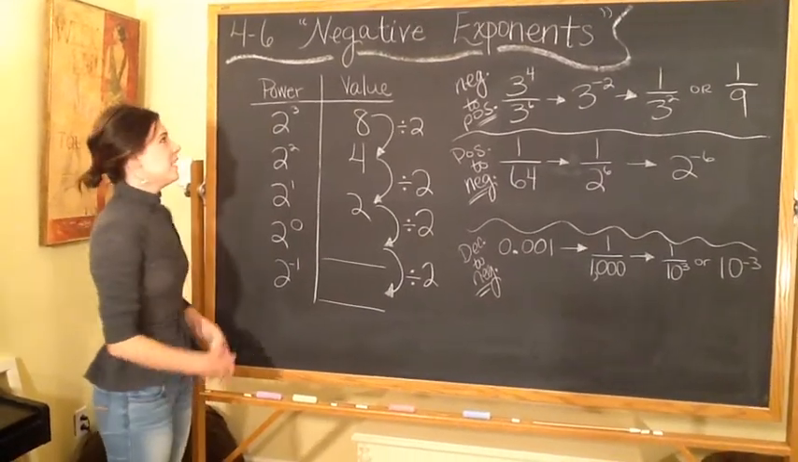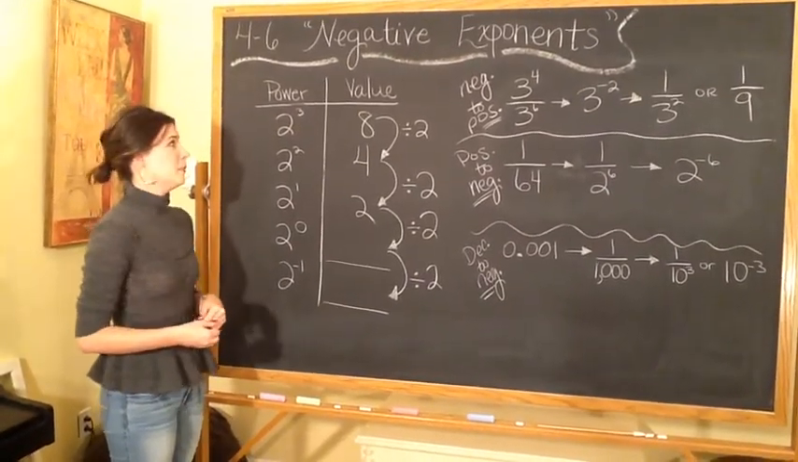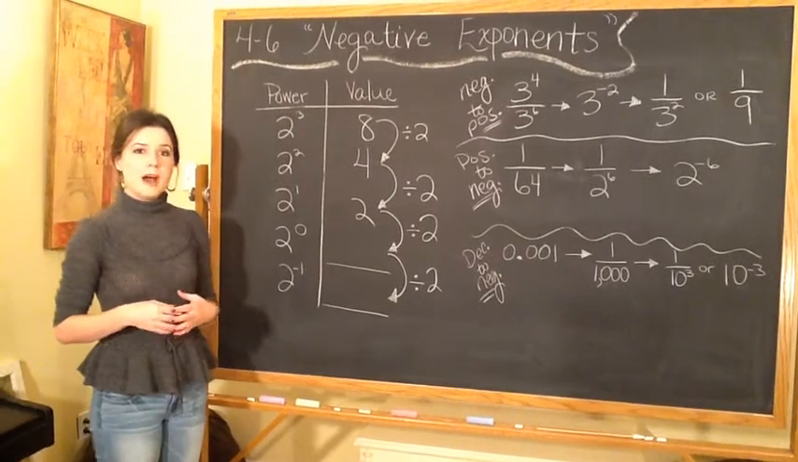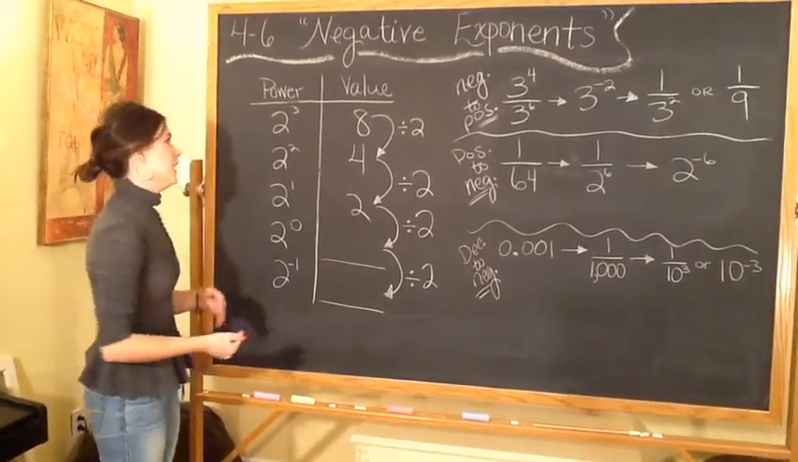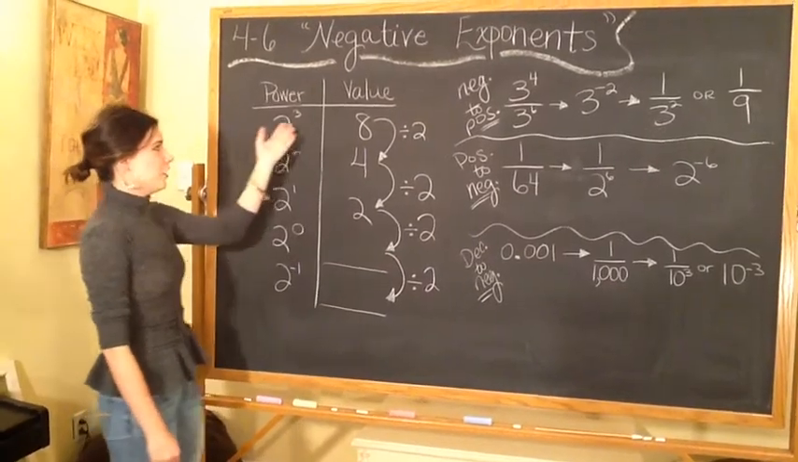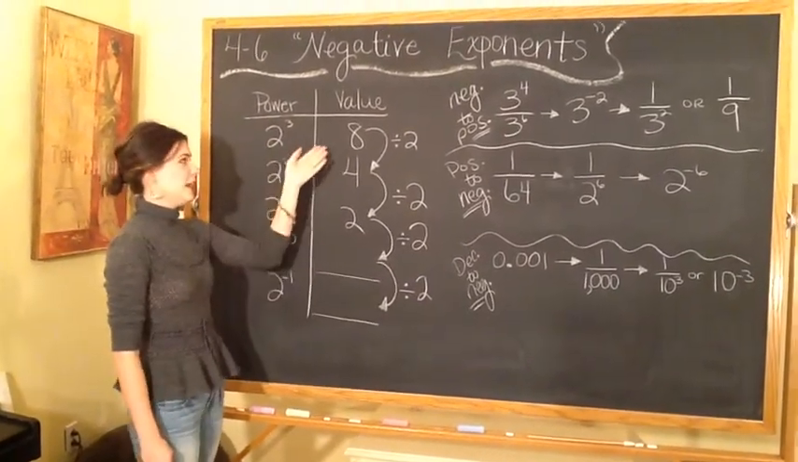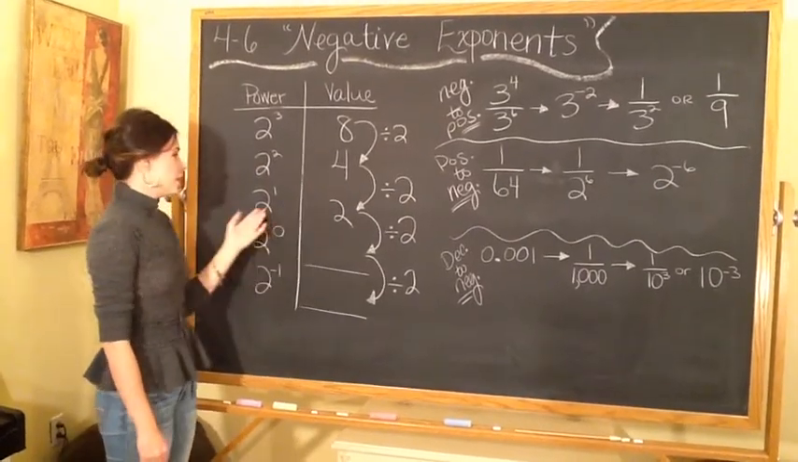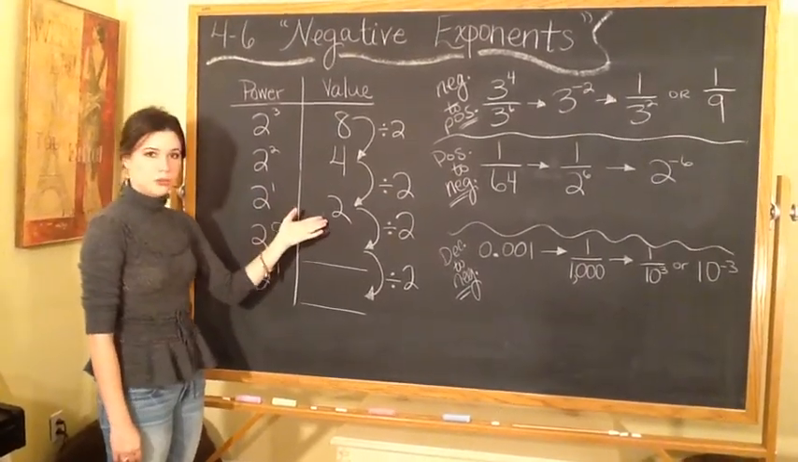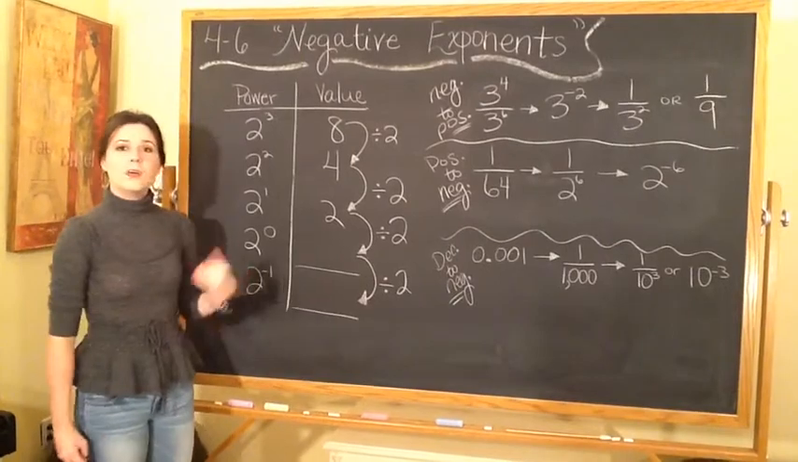Lesson 4-6. Today we're going to be talking about negative exponents. Now, when you think about raising a number to a power, there's a certain pattern going on every time. Like if I raise 2 to the third power, you'd multiply it out and you'd get 8. 2 to the second power, you'd get 4. 2 to the first power gives you 2. Now, with that, we're going in a pattern.